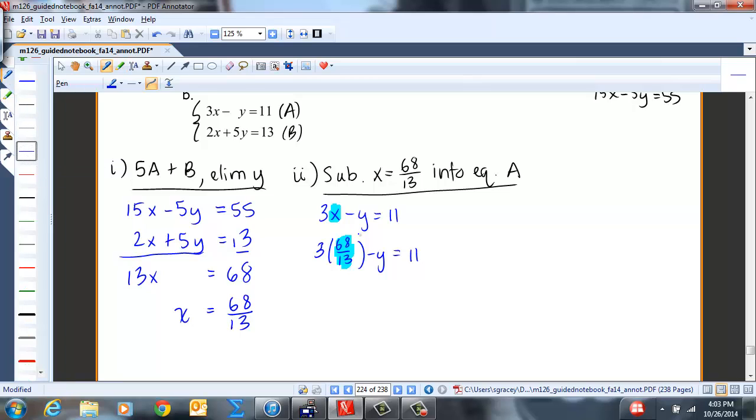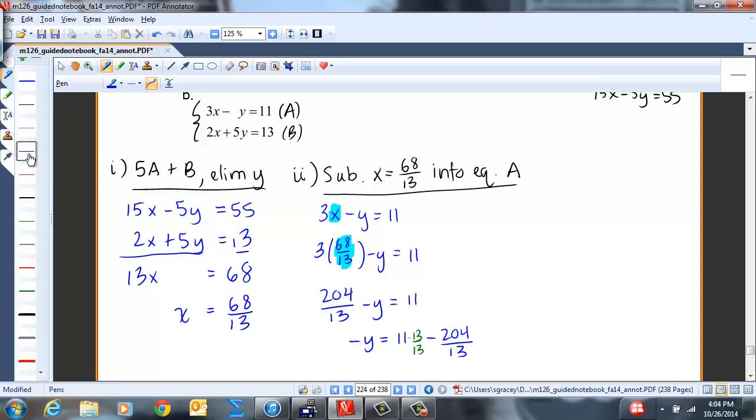So 3 times 68 is what? 3 times 8 is 24. 3 times 6 is 18. So I think 204. Does that look okay? Yeah. And then that's over 13 minus y is 11. So negative y is 11 minus 204/13. And we need to multiply 11 by 13 over 13 to get a common denominator.